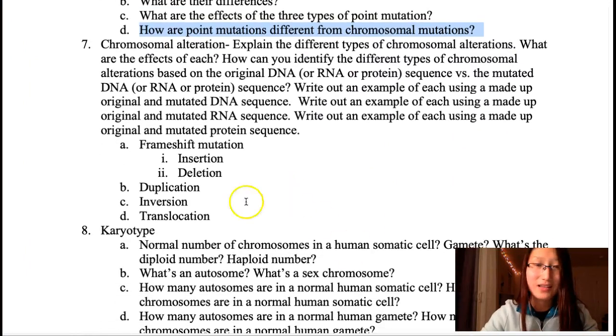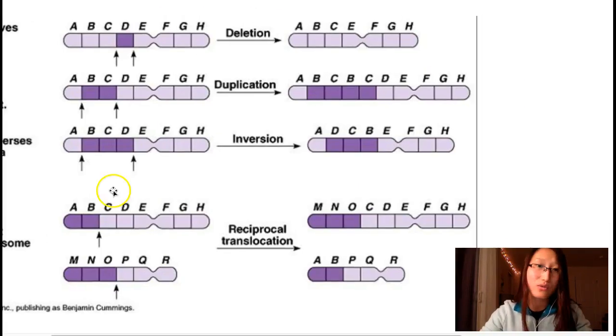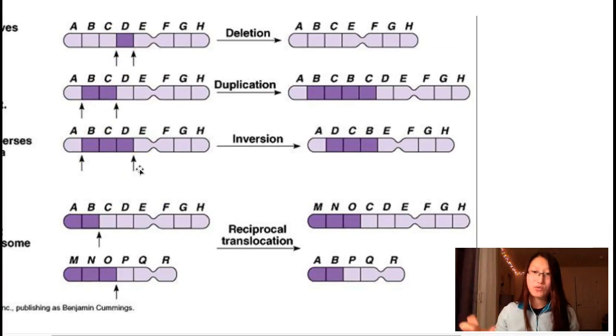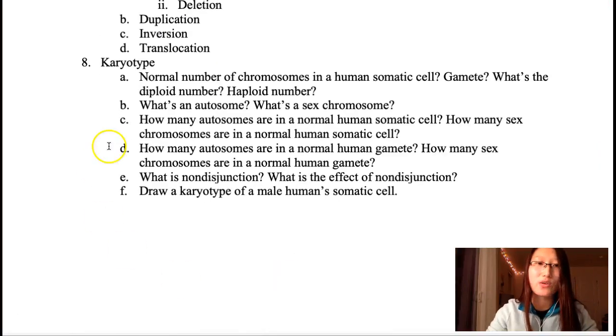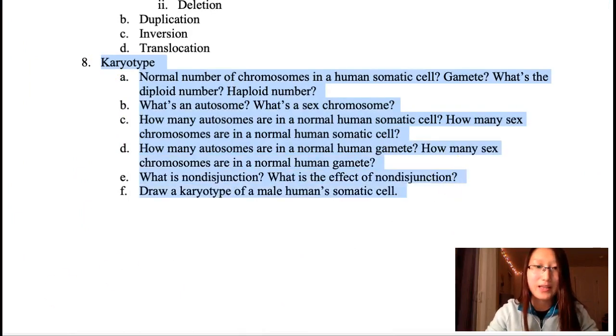All right, I know you're so done with this, and me too. I think we're done. Okay, you should be able to write out an example as well, just like this. You either add or delete or duplicate or you invert or you translocate, you swap. Okay. Next video we'll go over karyotyping a little bit, and then you will be set for the test.